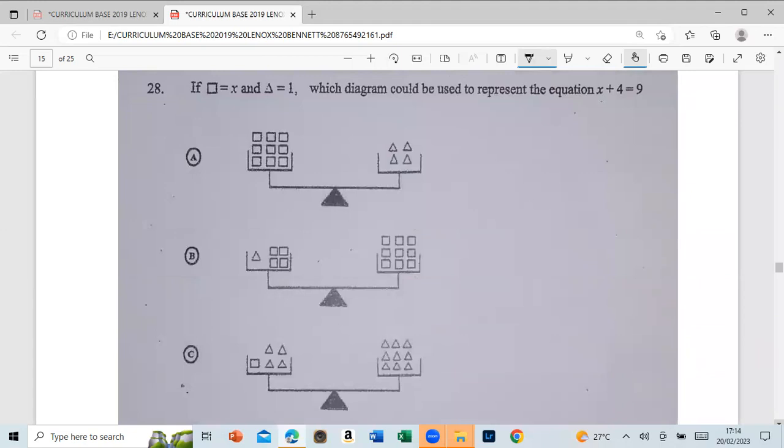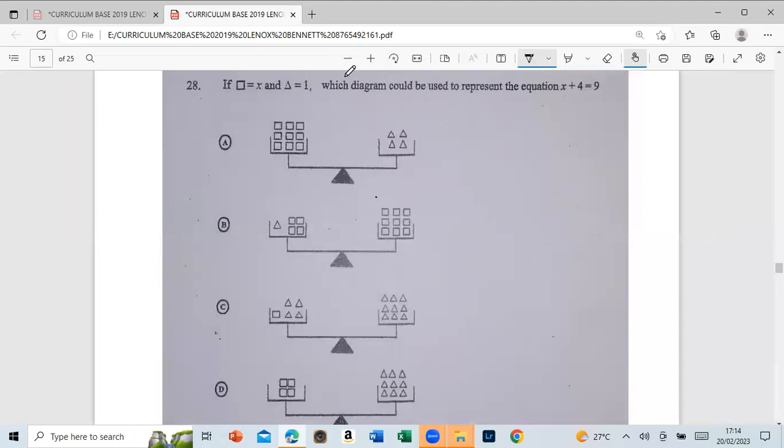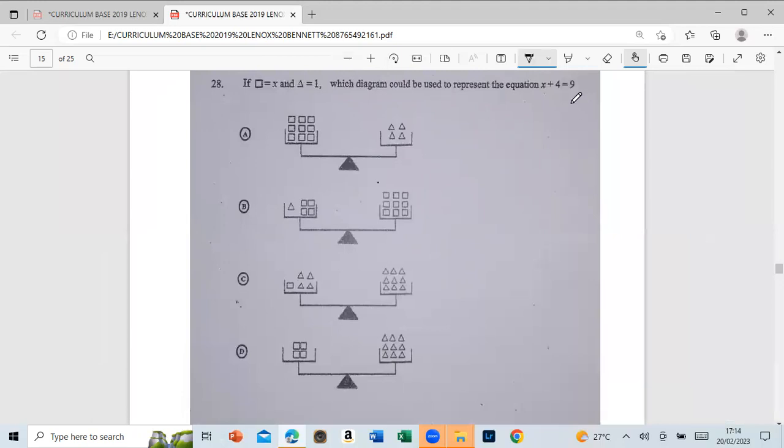If one box is equal to x and one triangle is equal to 1, which diagram could represent the equation x plus 4 equals 9? This is very interesting. What I would suggest you do is start from the 9. Why? It should equal 9. So I'm going to look at which one is equal to 9 first of all. This is not 9. This is equal to 4. This is equal to 9x. So you can just use the elimination method. So far it's between these two.